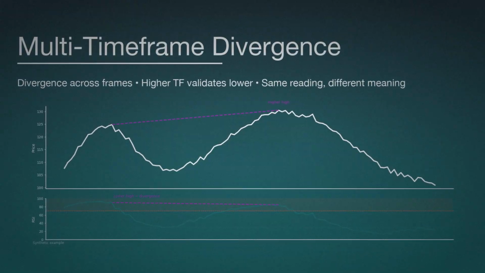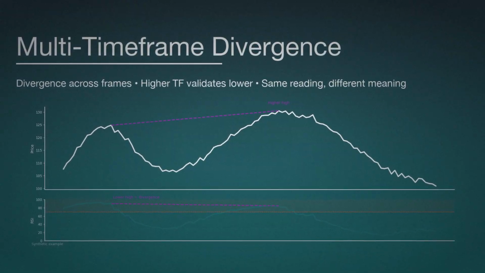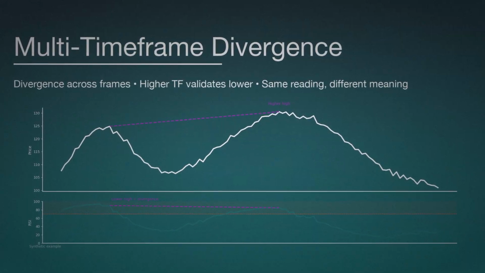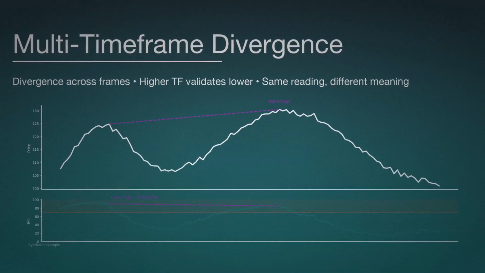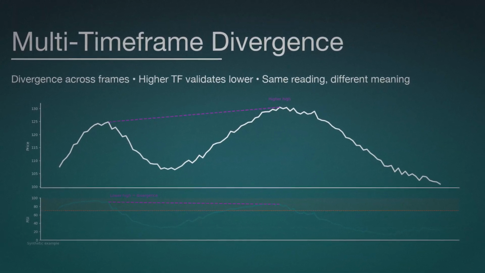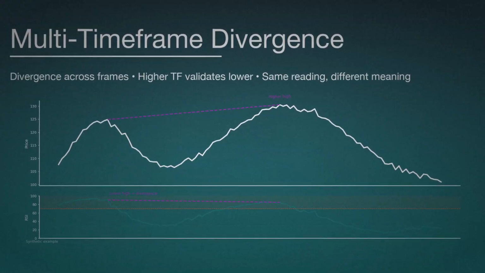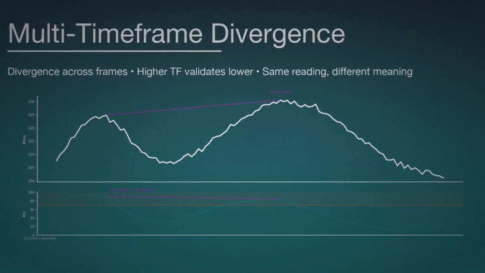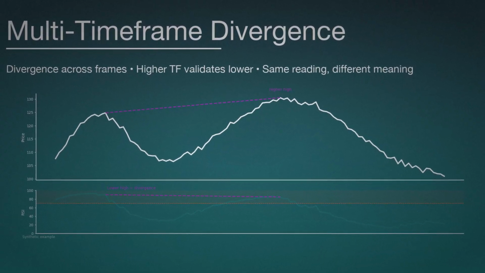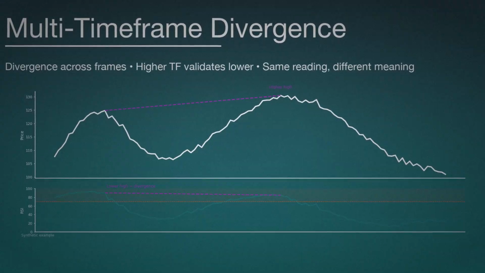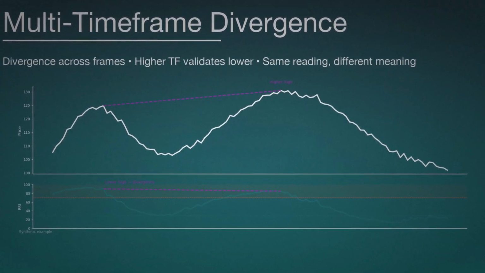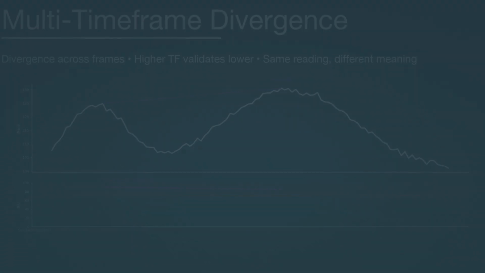Divergence becomes far more powerful across timeframes. A daily RSI making lower highs while price makes higher highs is a warning. But if the weekly RSI is also rolling over from overbought, that warning becomes a thesis. Conversely, a 4-hour oversold reading inside a daily uptrend is a buy signal. The same 4-hour oversold inside a daily downtrend is just a pause before the next leg lower. The oscillator did not change, the context did.